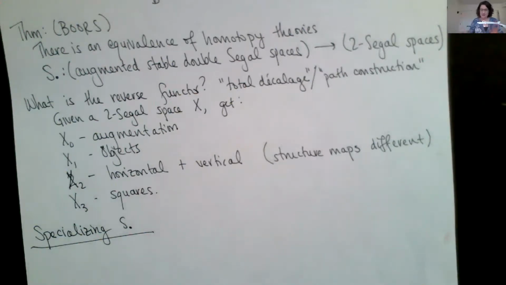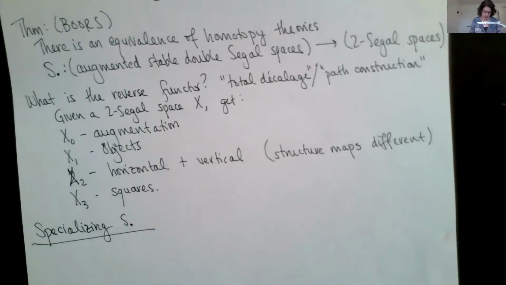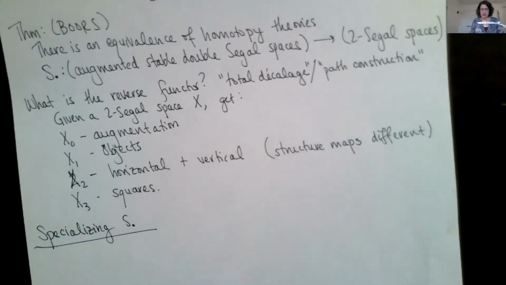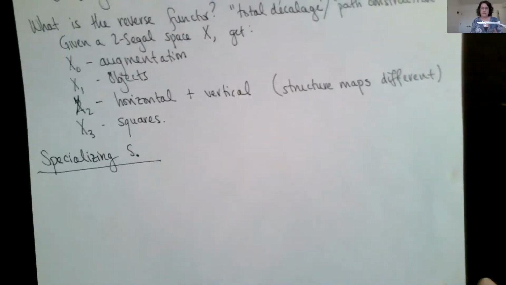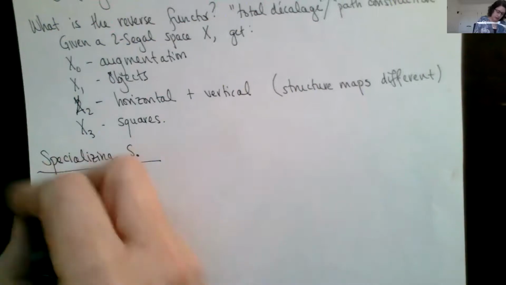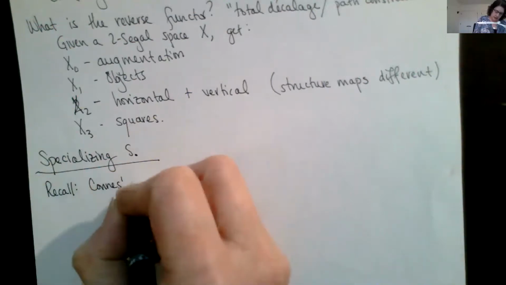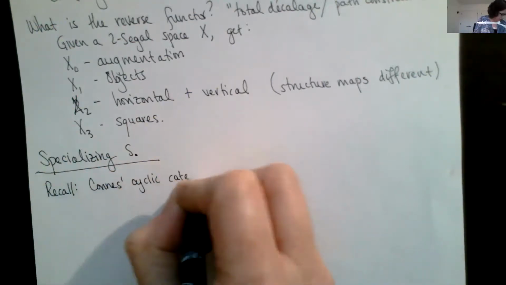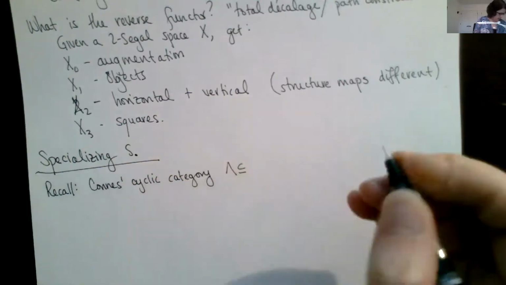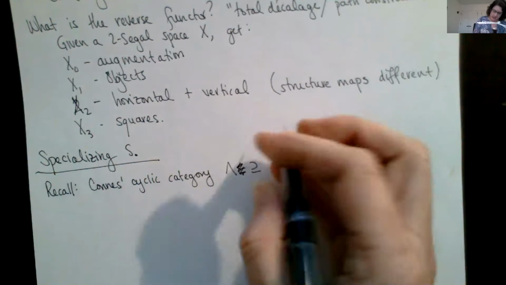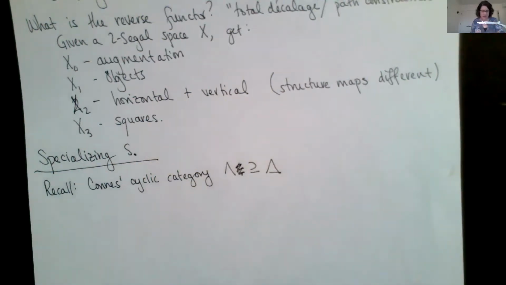That's why. Anyway. Okay, so let me talk briefly about this other project, which is specializing S dot. What we're going to look at now is specializing this construction and what happens in this comparison when we look at cyclic objects. So let me recall, we have Connes' cyclic category, Lambda, which contains Delta as a subcategory. So we have 0, well, that doesn't change.